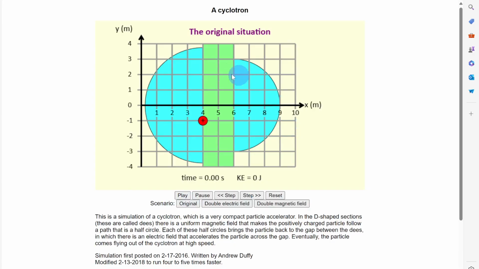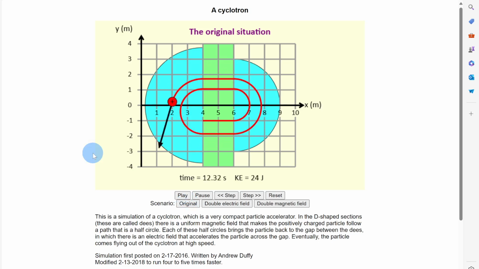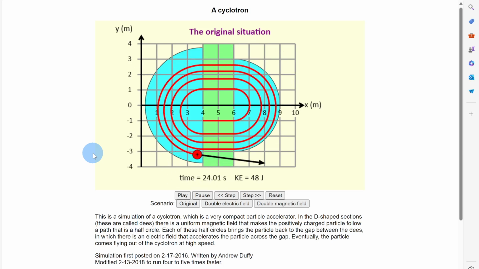So in our first simulation here of the cyclotron, you can see we've got the two Ds in blue, and we've got the electric field in green across which the particles will accelerate, and in this case we've got positively charged particles. So if we click play here, you'll see we've got some acceleration between the Ds, and then we've got some curving, some changing of direction inside the Ds. And that's because we've got magnetic fields inside the Ds, remember. And so when the particles have enough kinetic energy, enough speed, they're going to leave the accelerator.